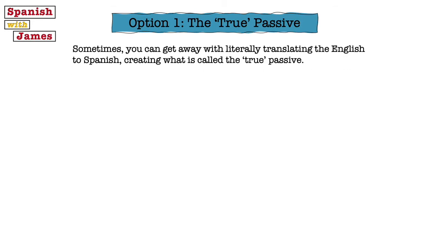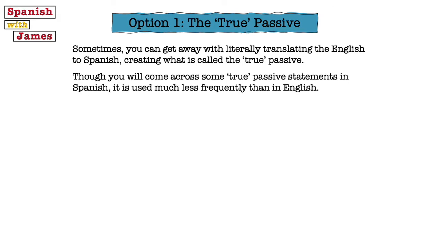So sometimes you can get away with literally translating passive statements in English into Spanish using the exact same structure, so the verb to be with a past participle. Now though you will come across, for sure, some of these true passive statements in Spanish, it's not as common and it's not as widely used as it is in English. But it is sometimes used, so it's one to be aware of.